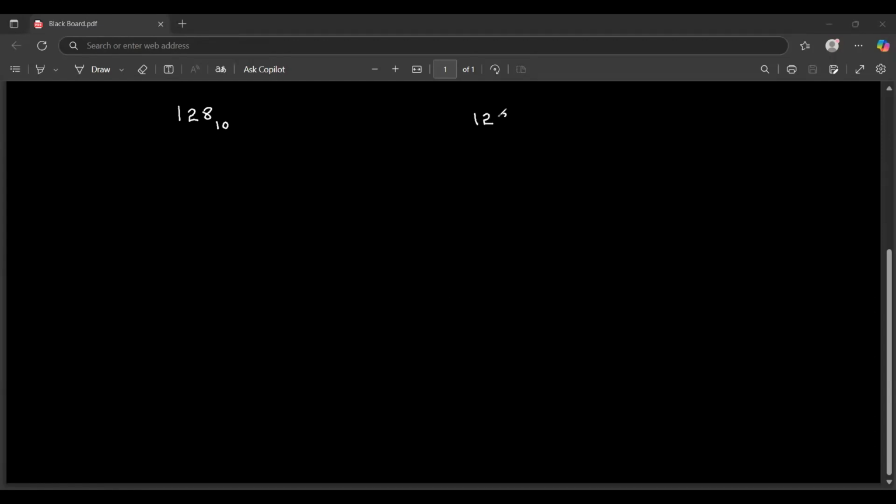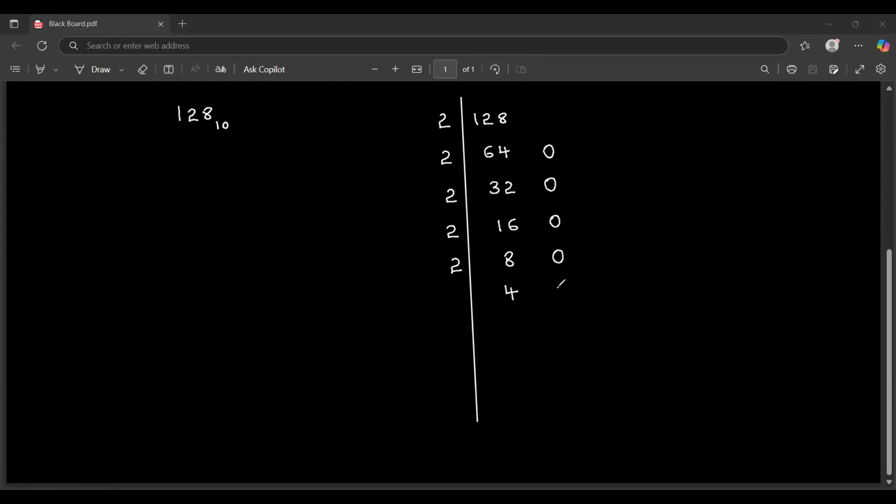Let's have 128. Here I will use a straight line. Just divide it and write them down. If I divide it by 2, I will get 64 and the remainder will be 0. Similarly, I can divide it by 2, it will be 32, remainder 0. Divide by 2, it will be 16, remainder 0. Divide by 2, I will get 8, remainder 0. Divide by 2, you will get 4, remainder 0. Divide by 2, it will be 2, remainder 0. I can divide it by 2 again, and finally I will get 1, and the remainder will be 0.